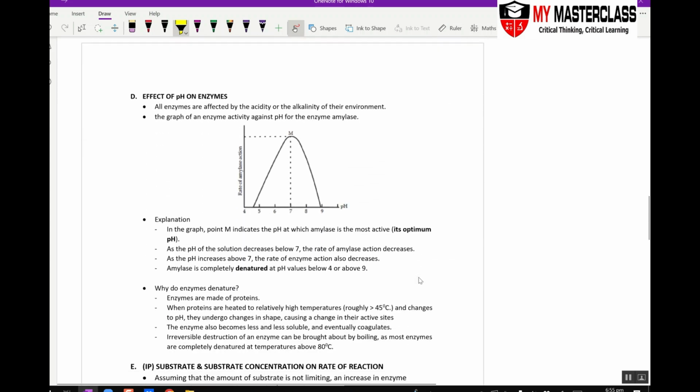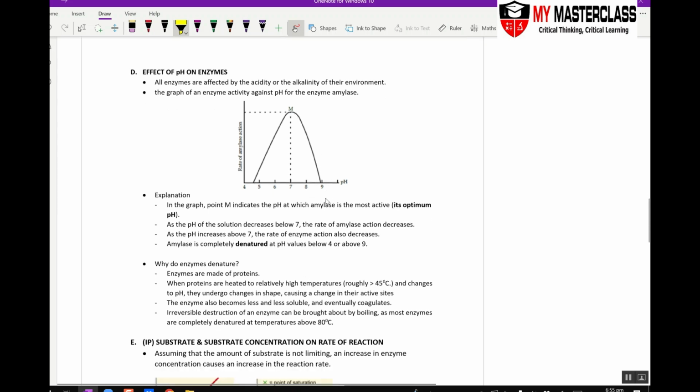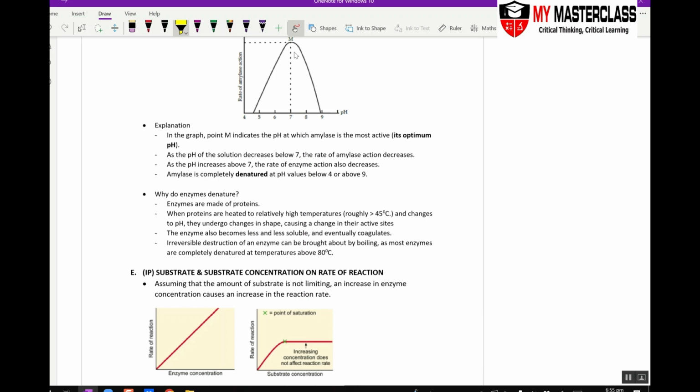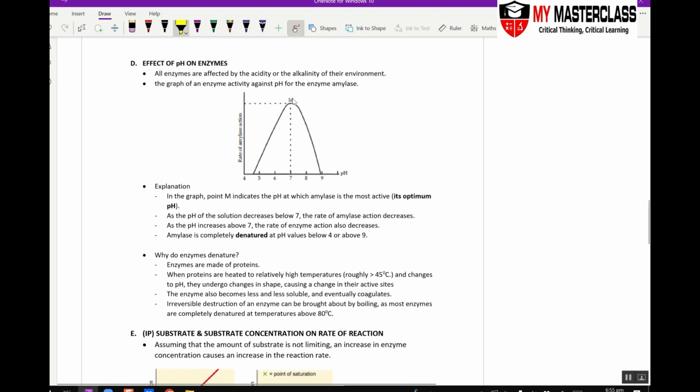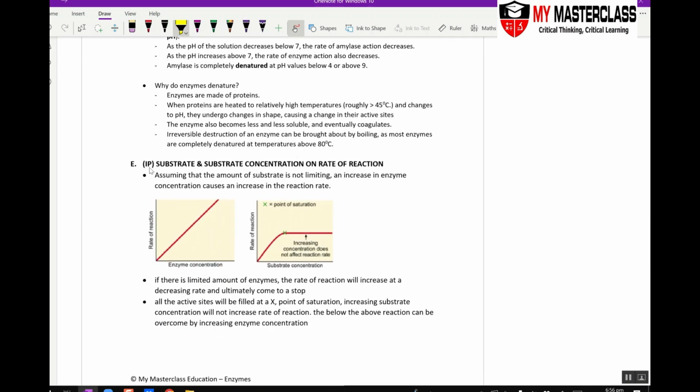Now pH. Similarly, you have below optimum pH and above the optimum pH. Denaturation is irreversible for pH on either side because of changes in the hydrogen bonds and changes in the amino acid structure. Now even though this one says IP, it does come out in application questions.